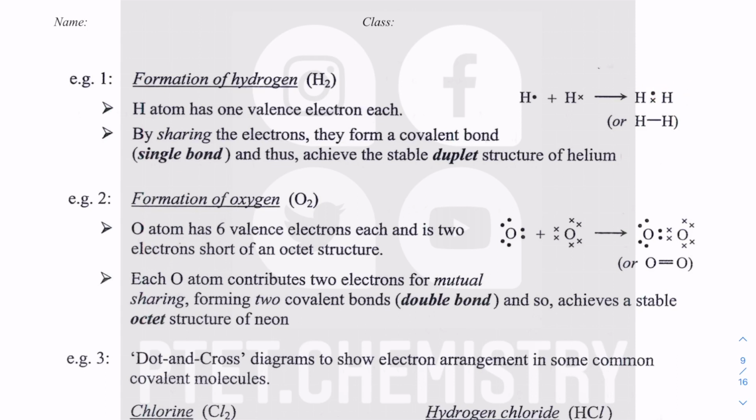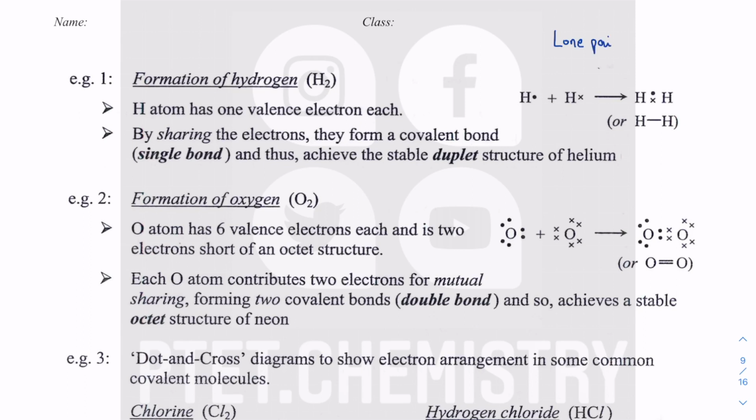They both obtain a fully filled outer shell, because the outer shell is just the first shell, and it can only come up to 2 electrons in the first shell. Okay, so this is a single bond. I do not draw any lone pair because there's no non-bonding electrons. I kept on saying lone pair.